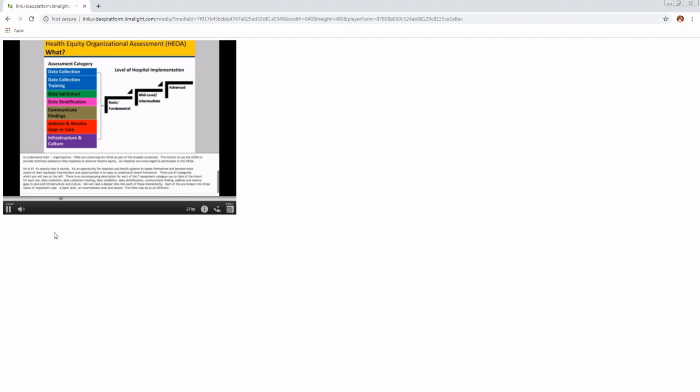data collection assessment category is noted here at the top. Hospital uses self-reporting methodology to collect demographic data from the patient or caregiver.